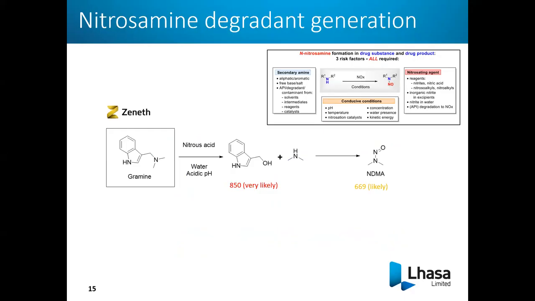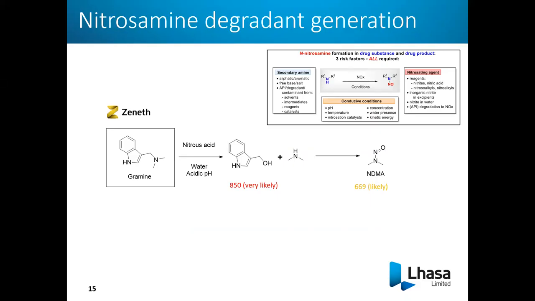I just wanted to highlight in a little bit more detail what I mean when I say a chemical class is covered and a nitrosamine will be predicted. So the nitrosamine rules will generate nitrosation degradation products if they match a fragment of the compound or the API that's been submitted to Zenith and the conducive conditions match.